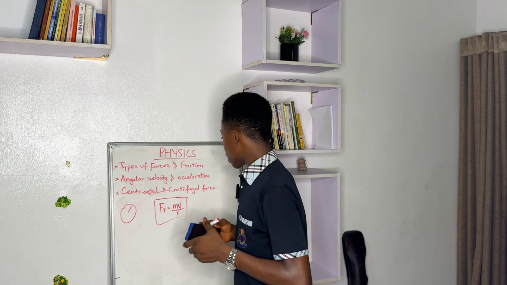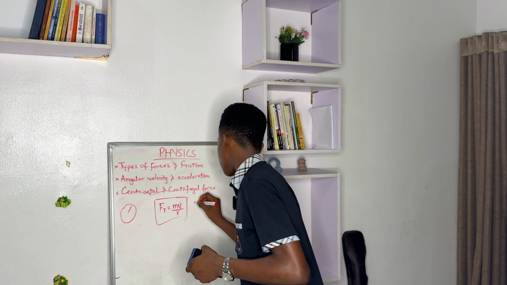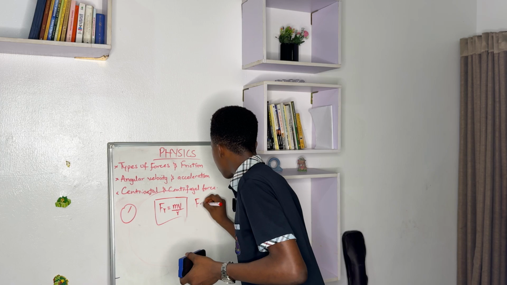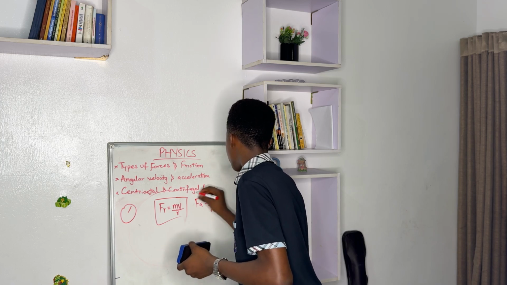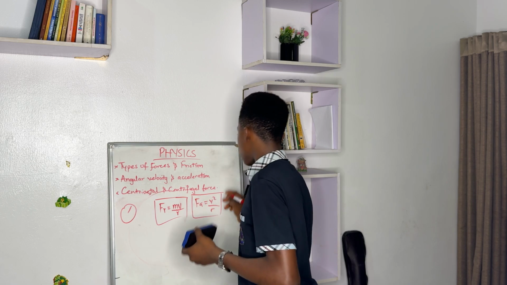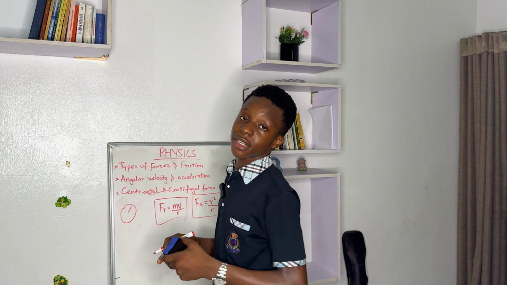There's also centripetal acceleration, and the formula for centripetal acceleration, which we'll call Fa, is simply the velocity squared of the object divided by the radius. So this is for centripetal acceleration, and this is for centripetal force.